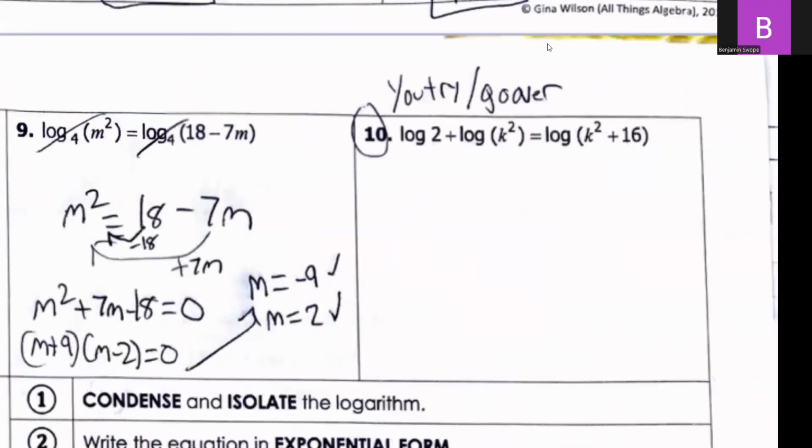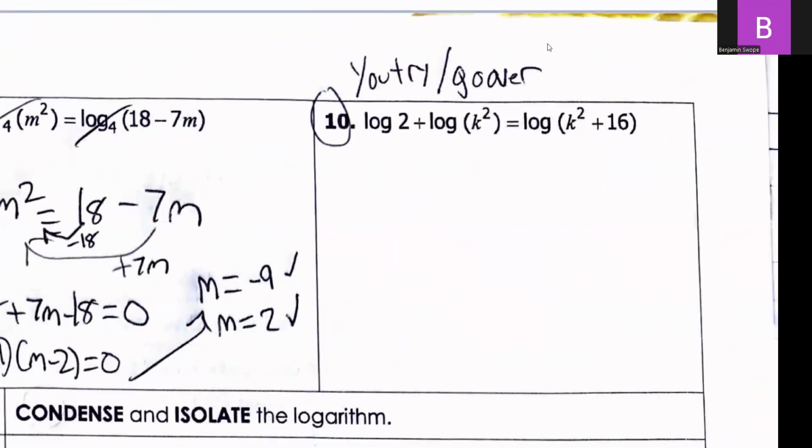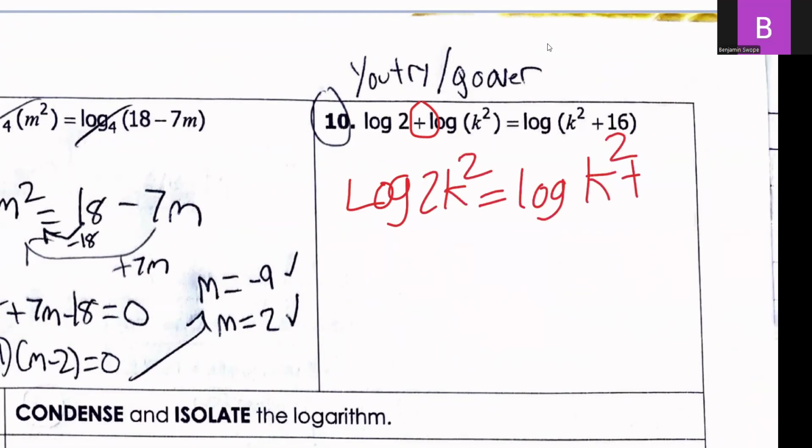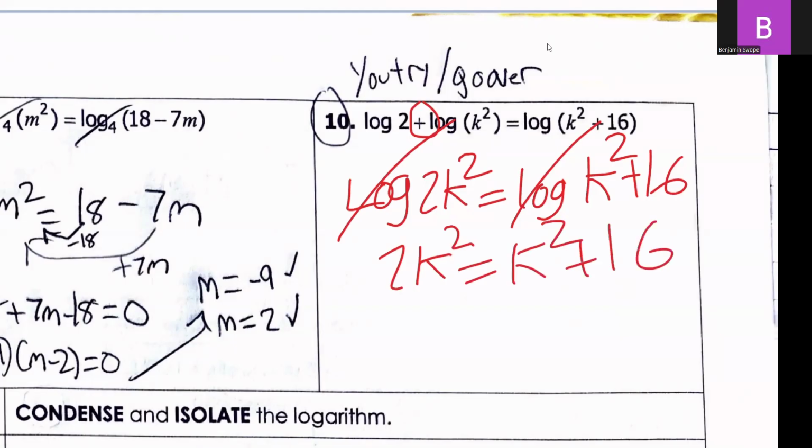If you flip to the back, just showing you an example with number 10. Like I said, if you have something you need to condense, like remember a plus means you multiply the arguments. So that would just be 2k squared. And this one, just copying it over. Now we can get rid of the log parts if the arguments equal each other. I'm just going to move that k squared over. So I would get k squared equals 16.